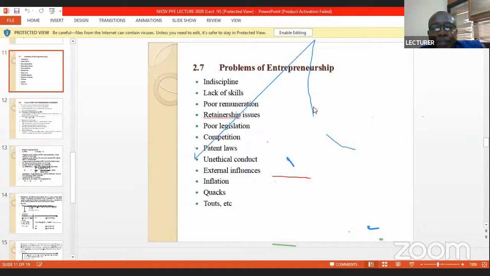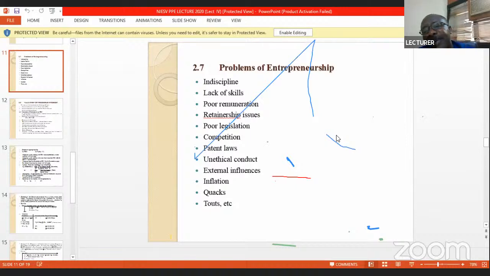The next question: please explain more on remuneration. That is from Informa Joy. I explained that there is poor remuneration in Nigeria. What people pay their workers in Nigeria is very, very poor. Both government and private entrepreneurs are guilty. I gave the example of a bag of rice being 32,000.